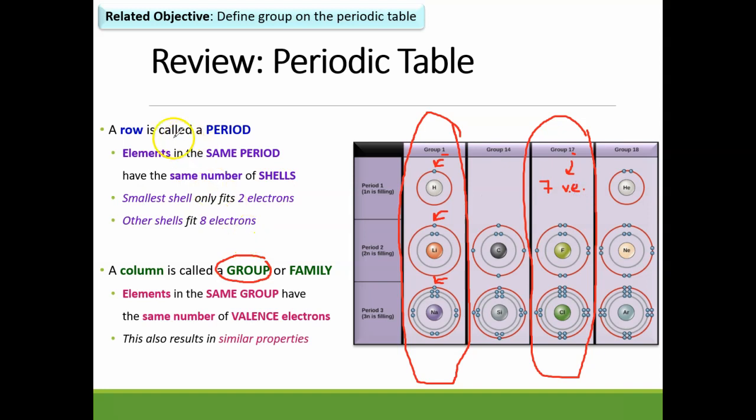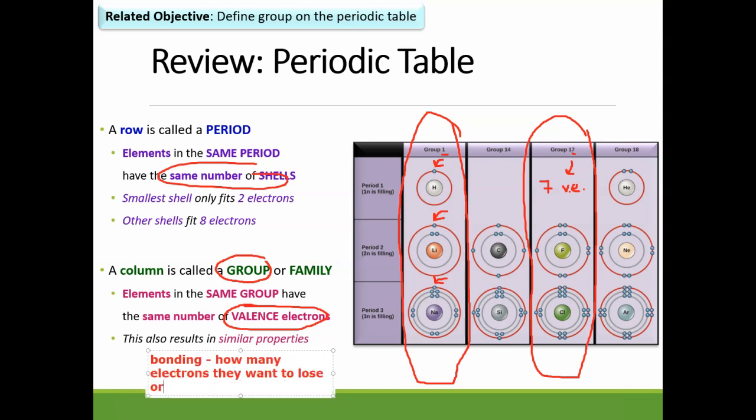Okay, so again, in a row, horizontal, left to right, it's the same number of shells. In a group, up and down, it's the same number of valence electrons, which is just the electrons on the outermost shell. Now remember that the fact that they have the same number of valence electrons is related to how they bond, right? It's related to bonding, how many electrons they want to lose or gain, which is how atoms bond, right?